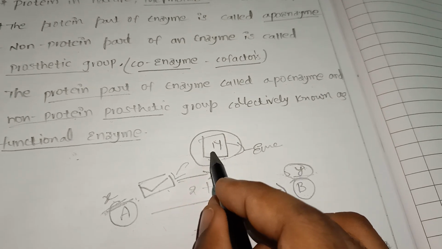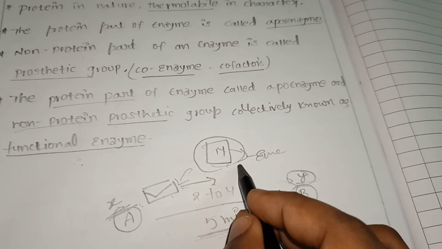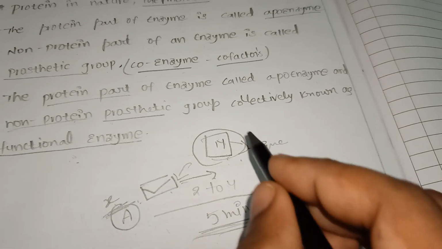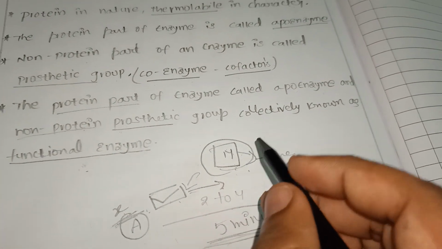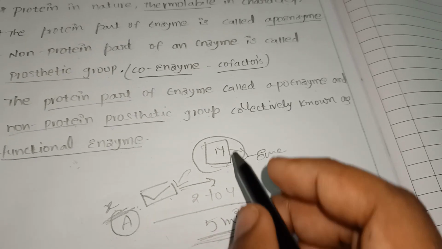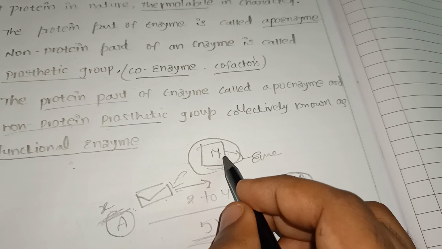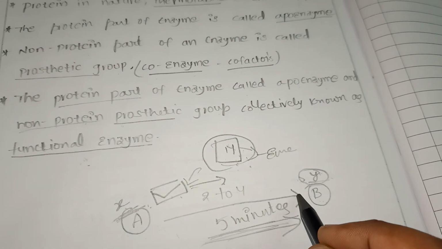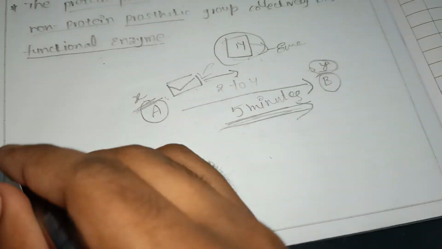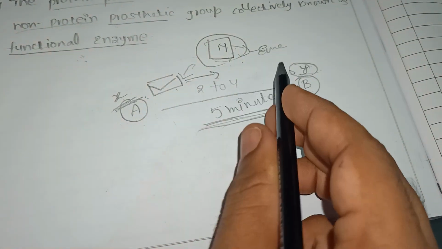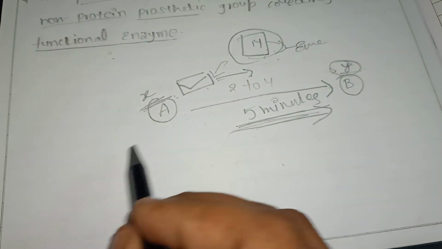That means if you consider that this mobile is an enzyme, it increases the rate of reaction, and the mobile sends the information within a fraction of seconds. So the mobile is nothing but an enzyme. It increases the reaction speed. Okay, now see here, I am going to compare this mobile with an enzyme.